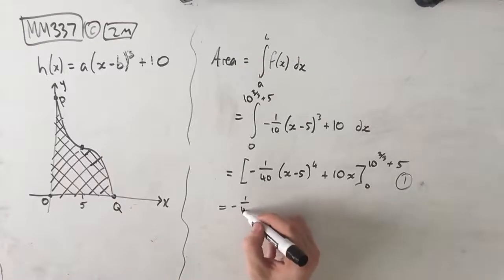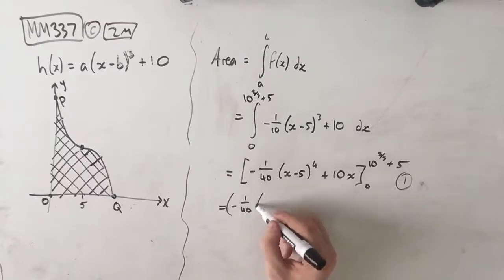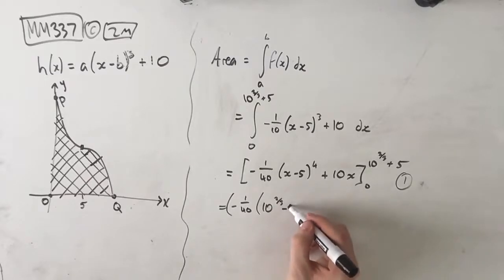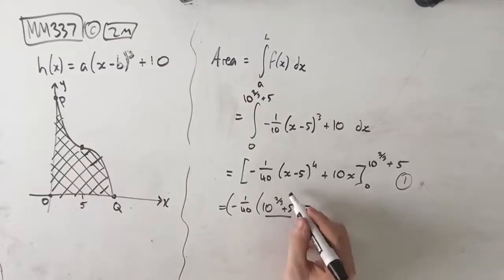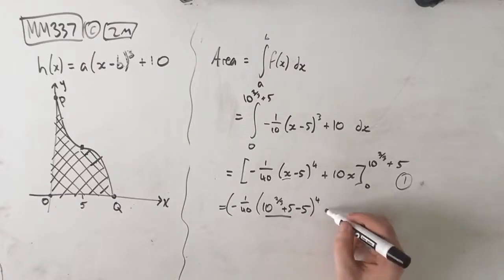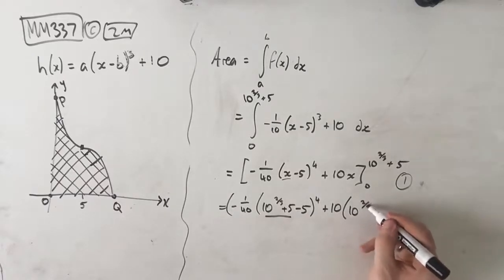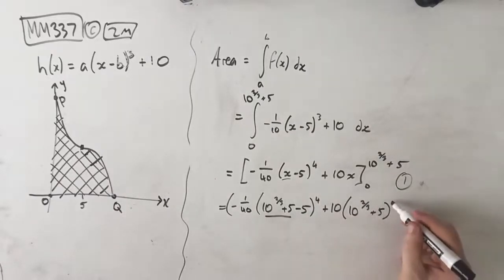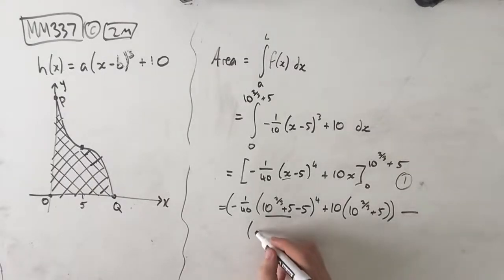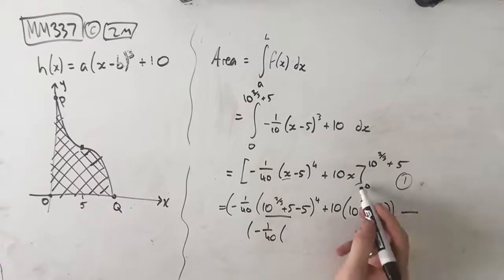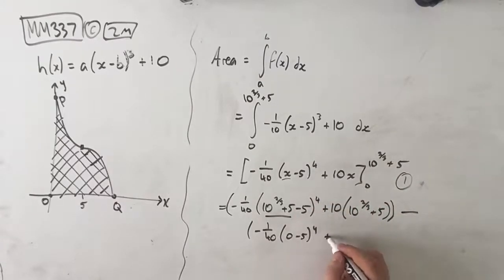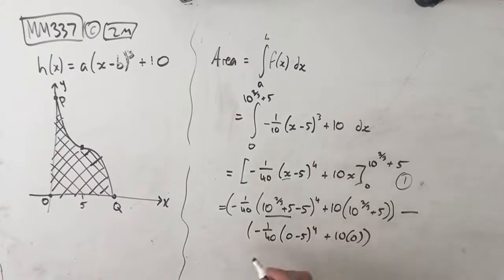So what we get is negative 1/40, outside of 10 to the power of 2/3 plus 5, minus 5. So this bit here is that x, and then we minus 5. That's to the power of 4, plus 10 outside of 10 to the power of 2/3 plus 5. That's that bit there. Then we minus negative 1/40, 0 minus 5 to the power of 4 plus 10 outside of 0. Awesome. Now, this is going to give us, correct to 2 decimal places, 100.44 meters squared.